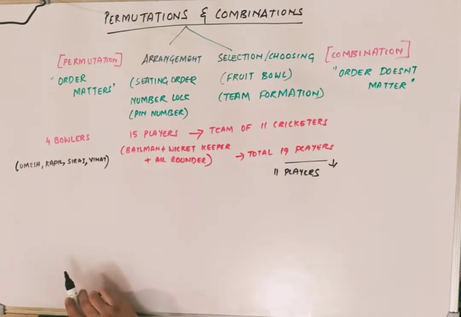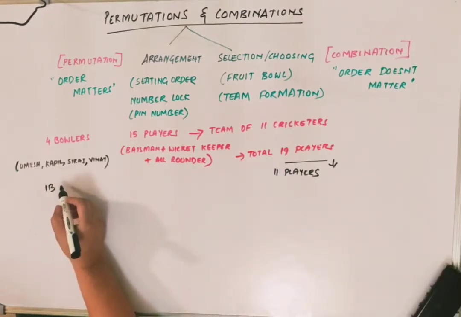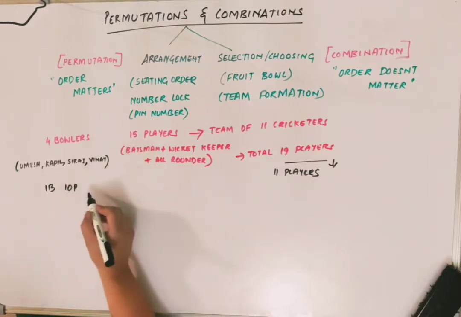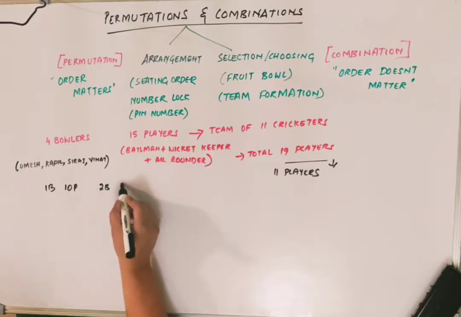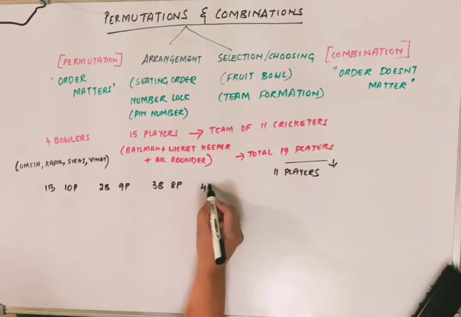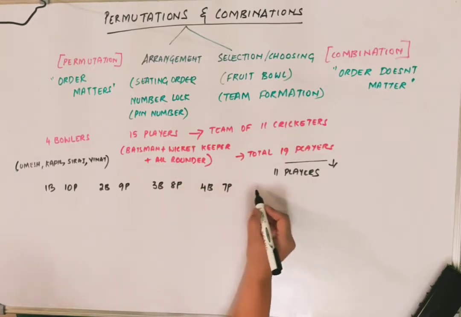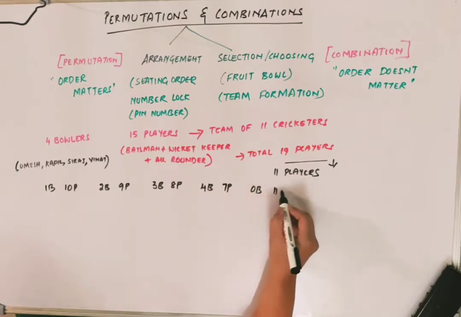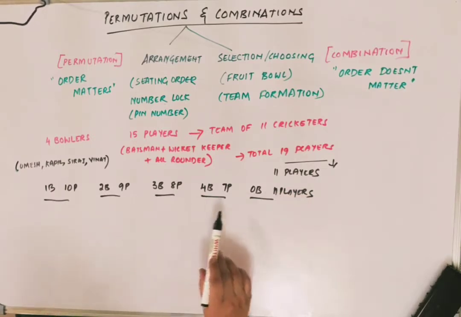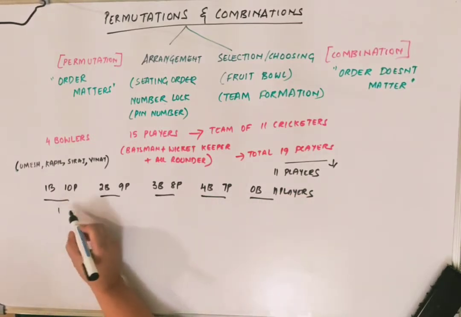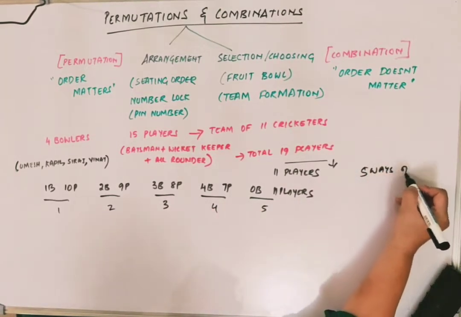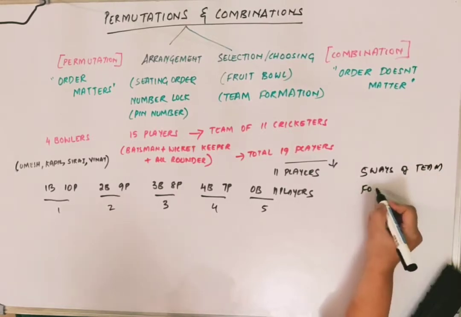Now, what are the combinations? Say we can take 1 bowler and then 10 other players, right? This is one way. Another way is you can take 2 bowlers and 9 players. Another one is 3 bowlers, 8 players. Another one is 4 bowlers, 7 players. And then you can take 0 bowlers and all 11 other players, right? So what are the total number of ways of forming a team? There are 5 ways. 1, 2, 3, 4, 5 ways of team formation.